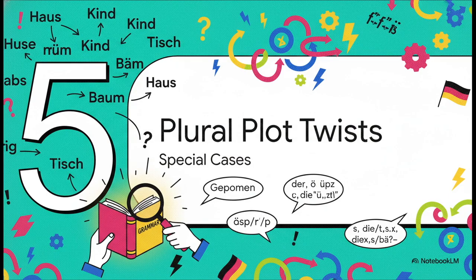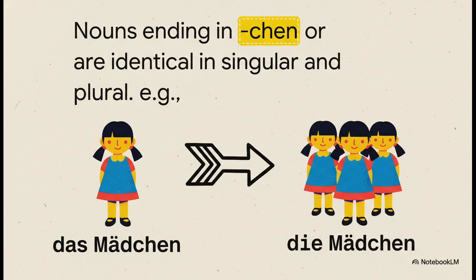But every language needs a few quirks to keep things interesting, right? Let's call them plural plot twists. These are the special cases and exceptions that add a little flavor to German. Now here's a shortcut that you are gonna love. Any noun that ends in chen or lein, the endings that make things small and cute, is always neuter. It always gets a das.